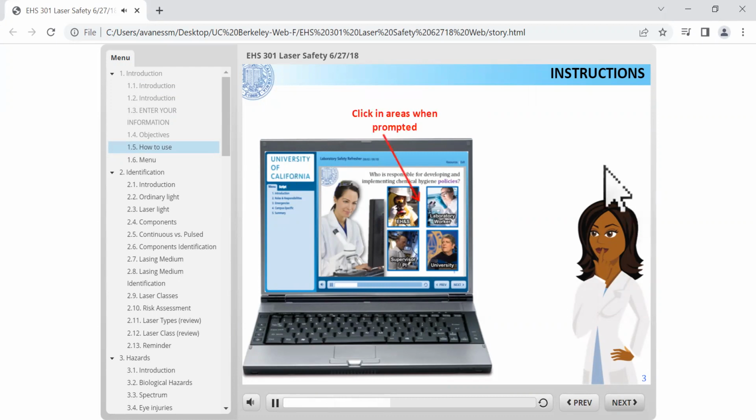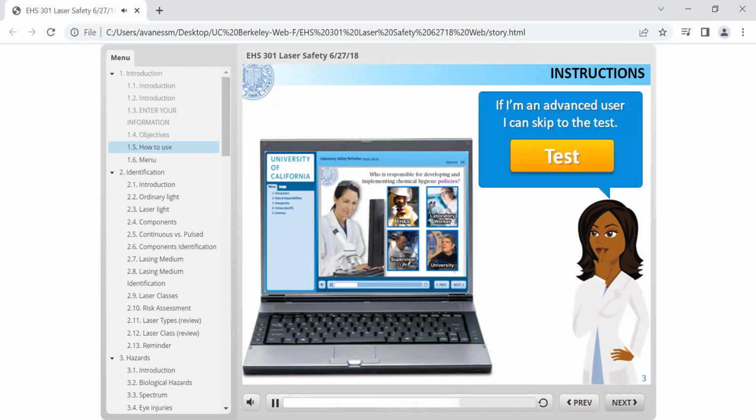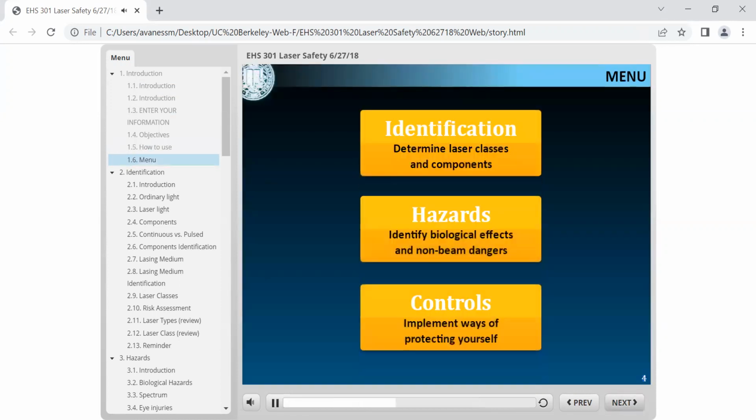Also, this is an interactive tutorial. You will often be prompted to click in an area or make a decision before proceeding to the next section of the course. Finally, if you have sufficient experience in the subject matter, you can test out by clicking on the test button. Please note, however, that if you fail the test, you will have to take the course again until you pass. To begin a lesson, please select a topic.